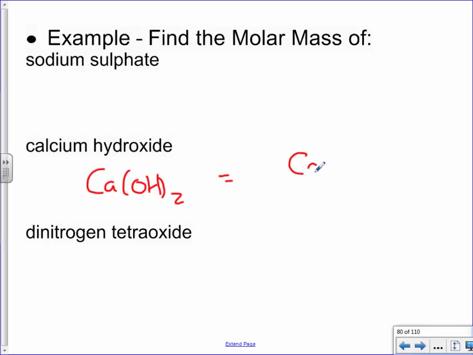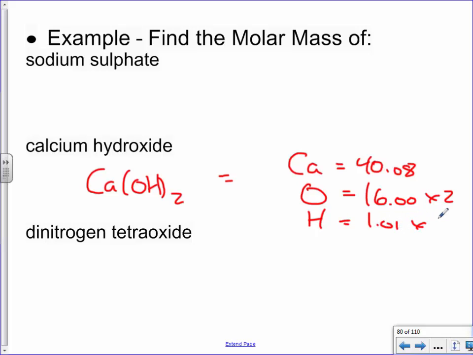Well, the problem is that some of your donuts are calcium donuts. Calcium weighs 40.08 because calcium's a pretty heavy donut / element. When you're also buying them, you also need to get some oxygens. Oxygen weighs 16, and you're going to want 2 of them. And you also want some hydrogen donuts, and that weighs 1.01. And again, you need 2 of them. I got 74.1.